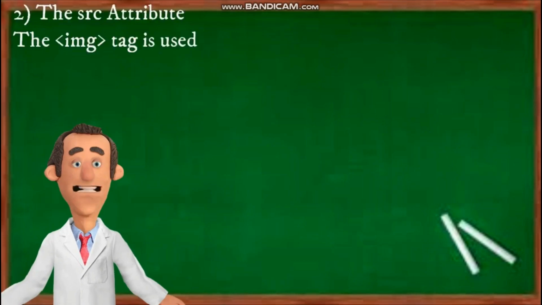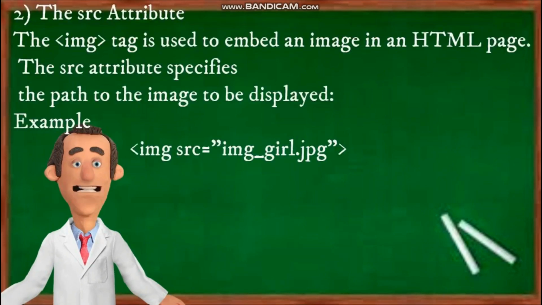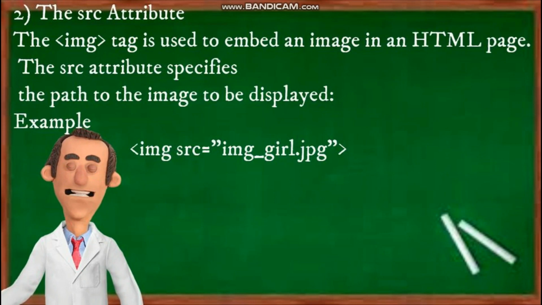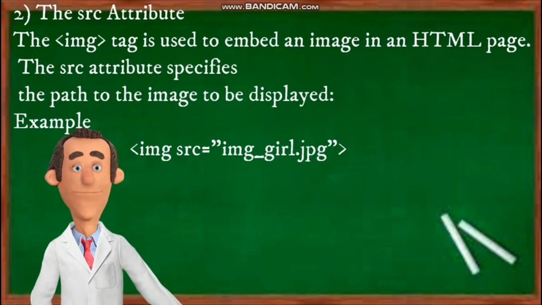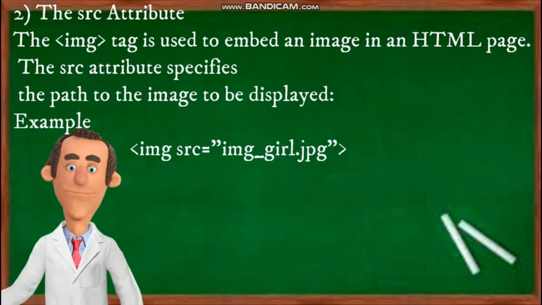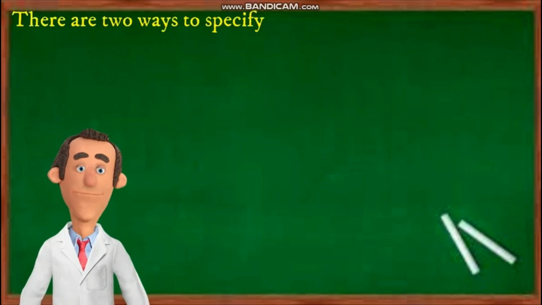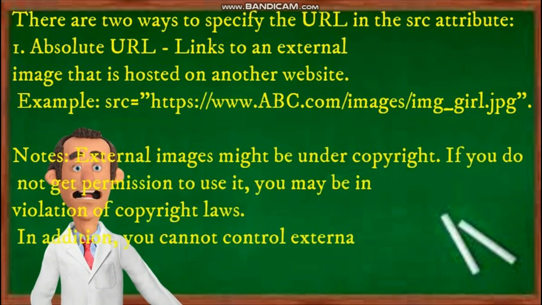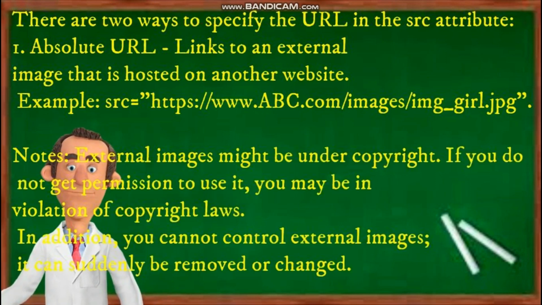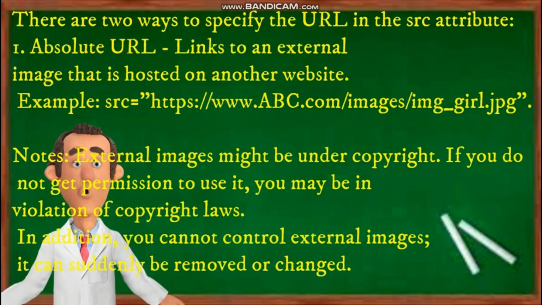Okay, our second HTML attribute is the src attribute. The img tag is used to embed an image in an HTML page. The src attribute specifies the path to the image to be displayed. Example: img src="img_girl.jpg". Please give attention, this is an important note: there are two ways to specify the URL in the src attribute.